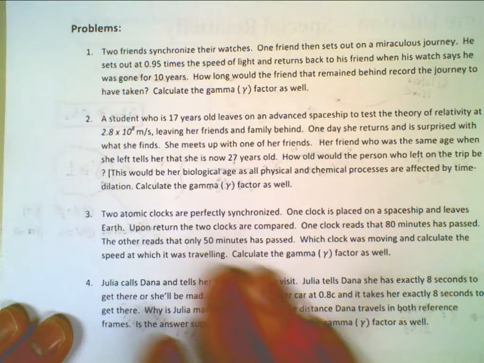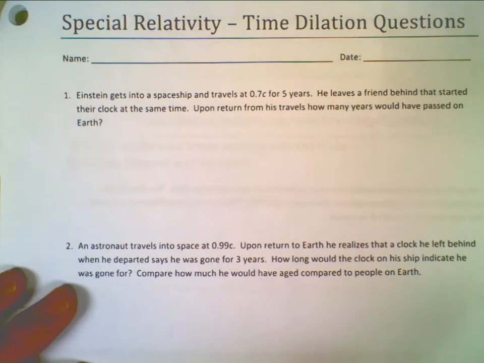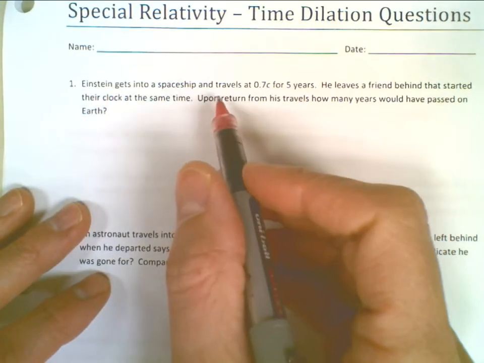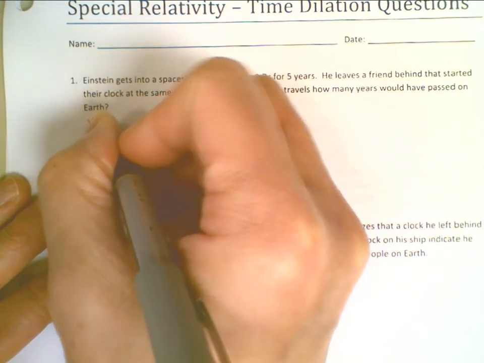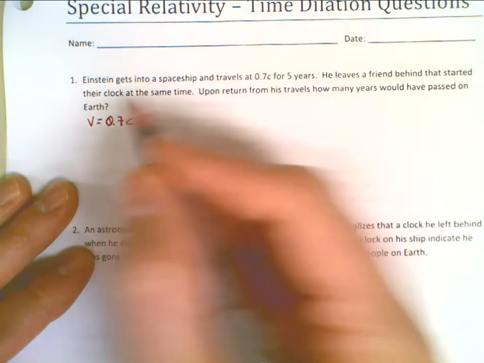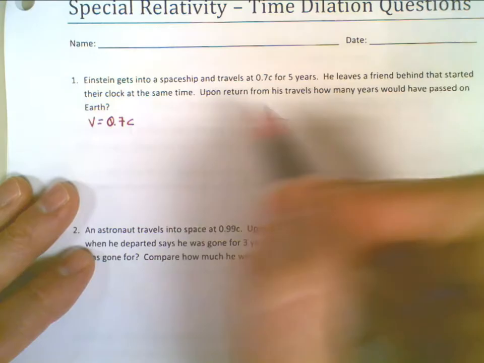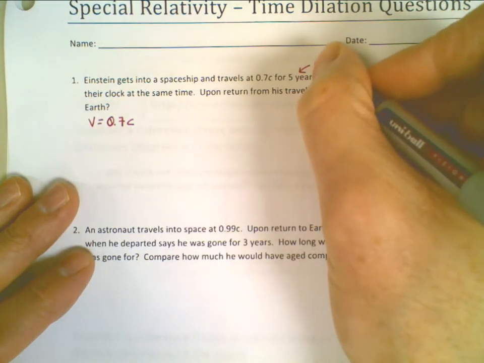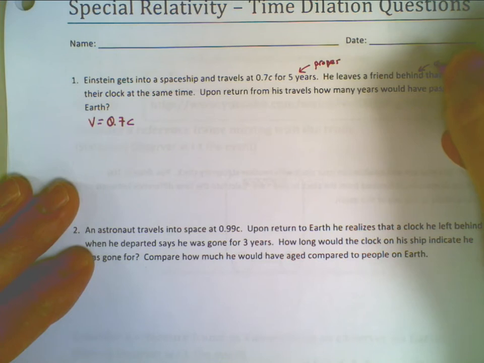You're going to work through these problems based on what I just do now, and you can use the example I'm going to do here. So Einstein gets into a ship and travels at 0.7 c for 5 years. So the speed of the ship is 0.7 c, and it travels for 5 years. He leaves a friend behind that started their clock at the same time. Upon return from his travels, how many years would have passed on Earth? So the person in the ship is measuring the proper time. And the person on the Earth that they left behind is going to measure the dilated time.